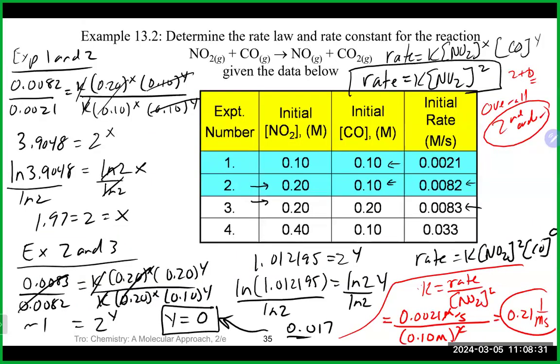Well, I think I did this one when I was doing it, right? The top one. So if we would have put that in there, that to the 0 power would equal 1. So since I didn't actually include it in my rate law at all, then I didn't need to put it in there.